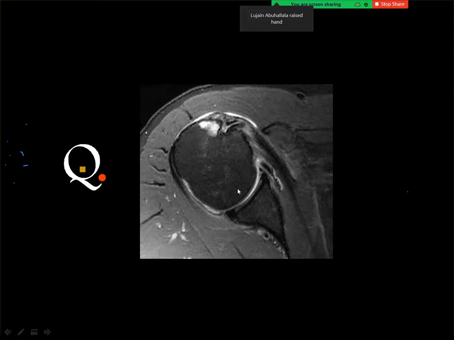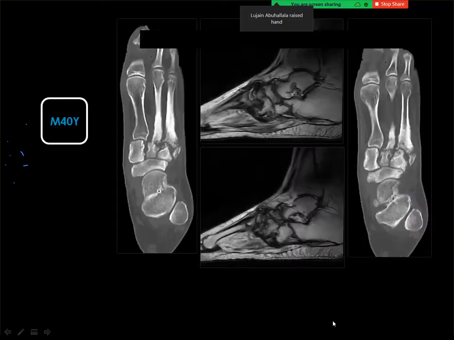Okay, this is the middle glenohumeral ligament, which is located between the subscapularis tendon and the anterior labrum. And this is partial subscapularis tendon tear. Then next case.